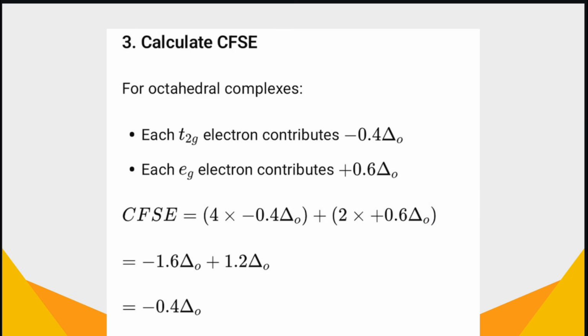Now calculate CFSE. For octahedral complexes, each t2g electron contributes minus 0.4 delta naught. Each eg electron contributes plus 0.6 delta naught. So CFSE is equal to 4 into minus 0.4 delta naught plus 2 into plus 0.6 delta naught. That is equal to minus 1.6 delta naught plus 1.2 delta naught, and that is also equal to minus 0.4 delta naught.